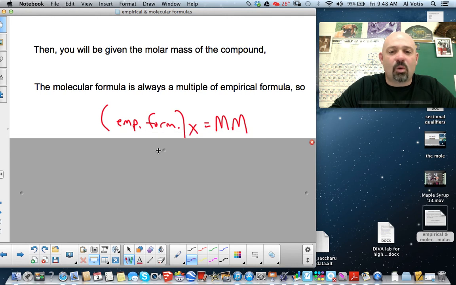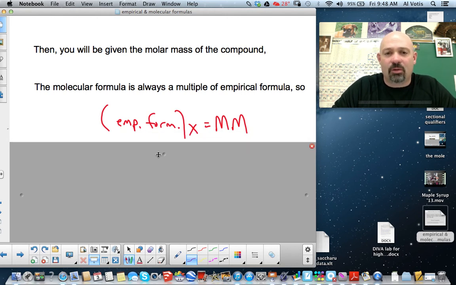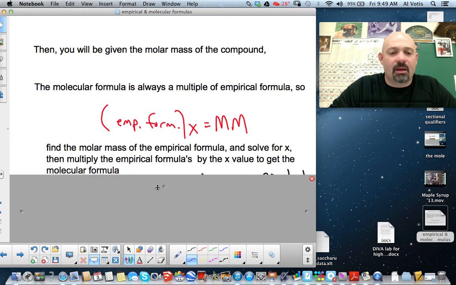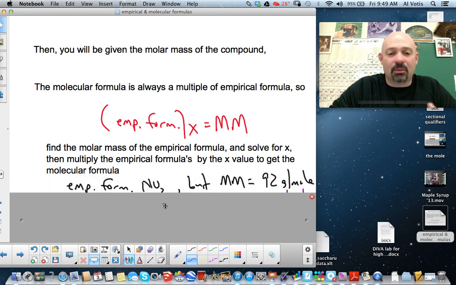So what we're going to do is take the empirical formula that we just found, put it in parentheses, put an X outside the parentheses, and set that equal to the molar mass of your compound. We're going to find the molar mass of our empirical formula, so we replace the empirical formula with its molar mass. So we're going to have some number times X equals another number. And we just solve for X by dividing by what the molar mass in parentheses is. Then we take that number that we got for X and multiply it through the parentheses, through the empirical formula, to get our molecular formula.